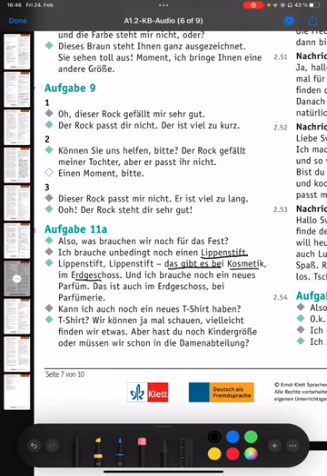Und ich brauche noch ein neues Parfüm. And I buy a new perfume. Das ist auch in Erdgeschoss bei Parfümerie. Kann ich auch noch ein neues T-Shirt haben? Can I also get a new T-Shirt? T-Shirt, ja, wir können ja mal schauen. We can see it. Vielleicht, maybe finden wir etwas. Maybe we find something. Aber hast du noch Kindergröße? Oder müssen wir schon in die Damenabteilung?